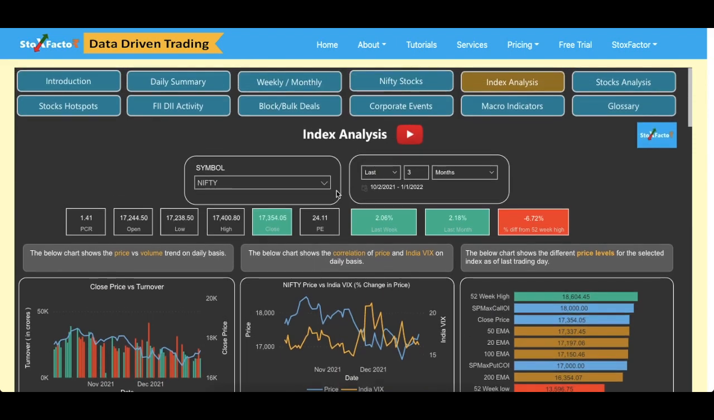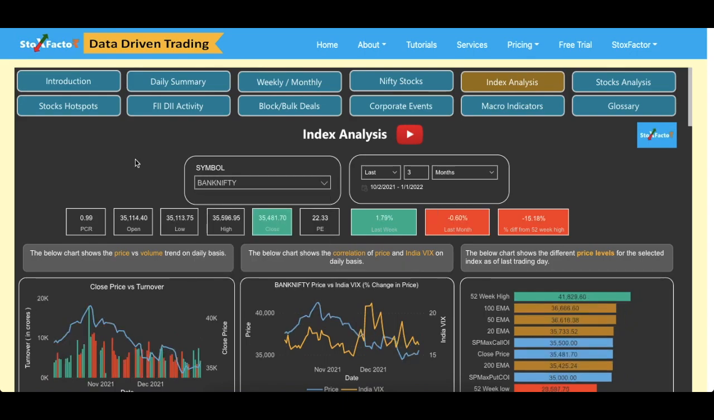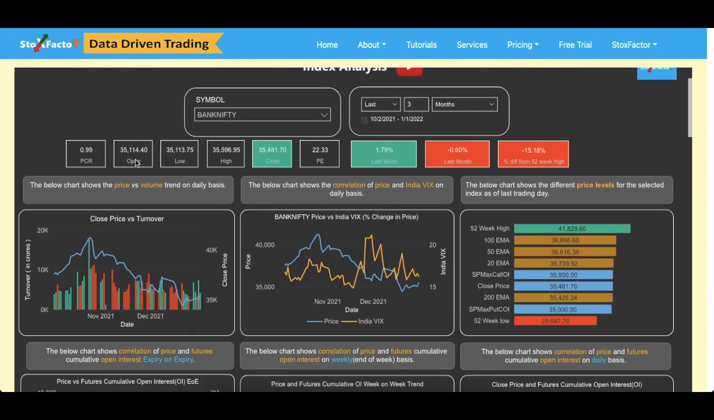Now let's quickly look at the Bank Nifty levels also. So friends, now Bank Nifty is selected. Let's quickly look at the major support and resistance levels.